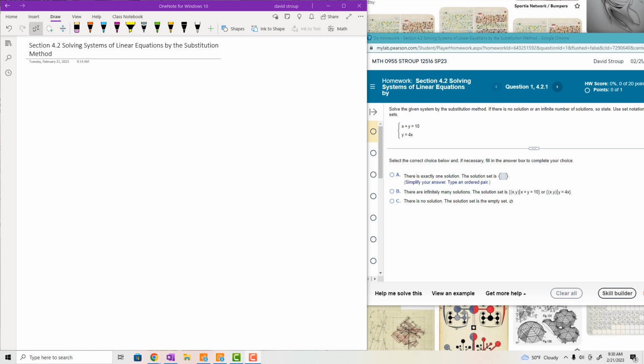Hey, welcome back. This is now 4.2, Solving Systems of Linear Equations by Substitution. It's the same thing that we were doing in 4.1. It's just that now we introduce an algebraic method for solving the systems.